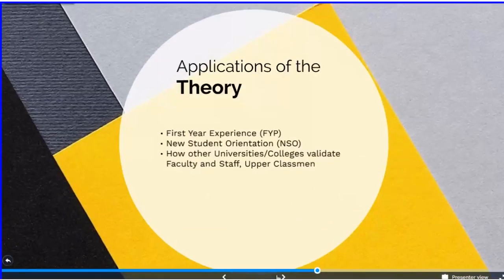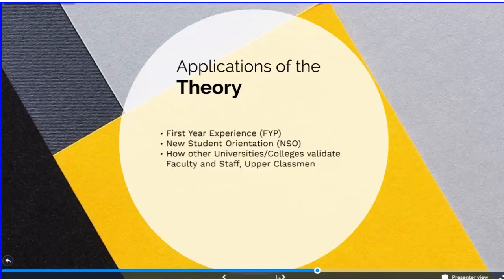So the applications of her theory, of course, I've already talked about the first year experience and some of the projects that I've worked on with the first year experience team. I also wanted to go into the new student orientation. I was looking at some of the events that they hold in new student orientation and how her theories can be applied, especially within that.